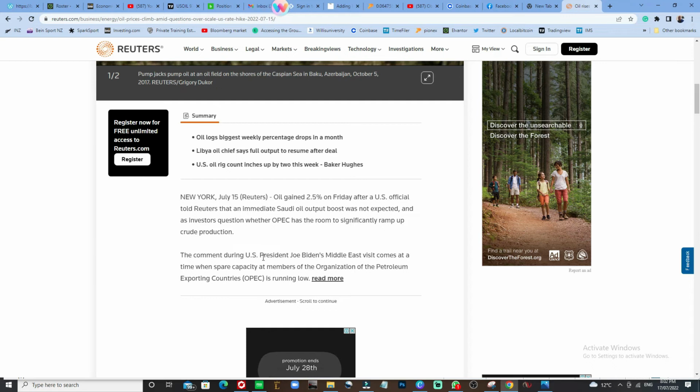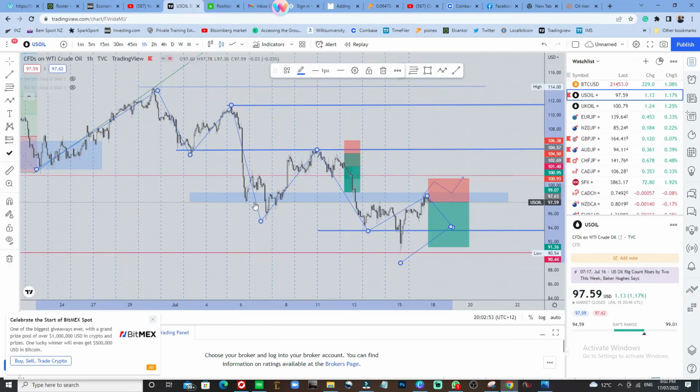The comment during US President Joe Biden's Middle East visit comes at a time when spare capacity at members of the Organization of the Petroleum Exporting Countries, OPEC, is running low. You see? So now let us map this statement with what the chart is saying. And you can see a significant fall in the price of oil, and that news came up around this part.